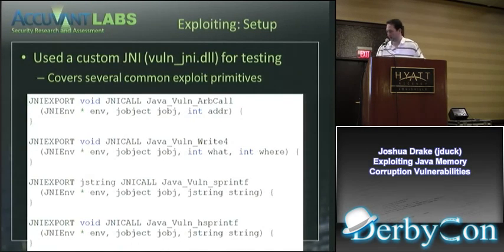So I did some contrived examples, just created some primitives within a JNI module, and I'll explain. JNI is the Java Native Interface, and that's Java's way of telling you that you can go ahead and make a DLL. You have to use their header files and compile it, and you have to declare native methods in Java, and you just put the native keyword in the declaration. You don't put any code in the Java source file itself. So I just created these with arbitrary call, write-for, sprintf, and hsprintf, which is an sprintf into the heap.